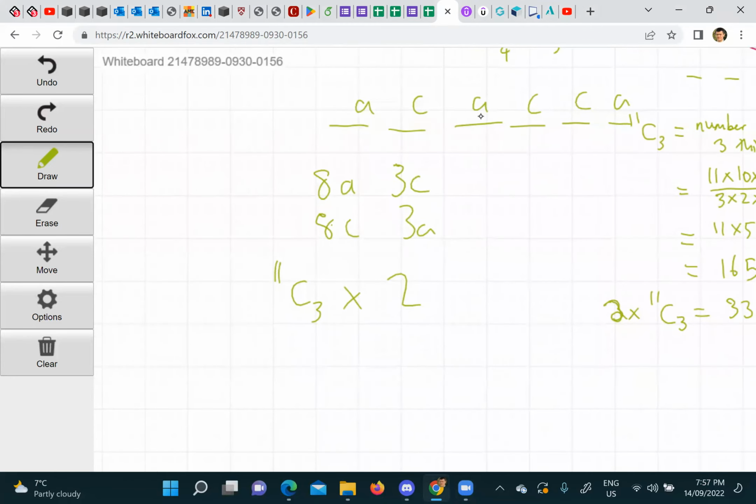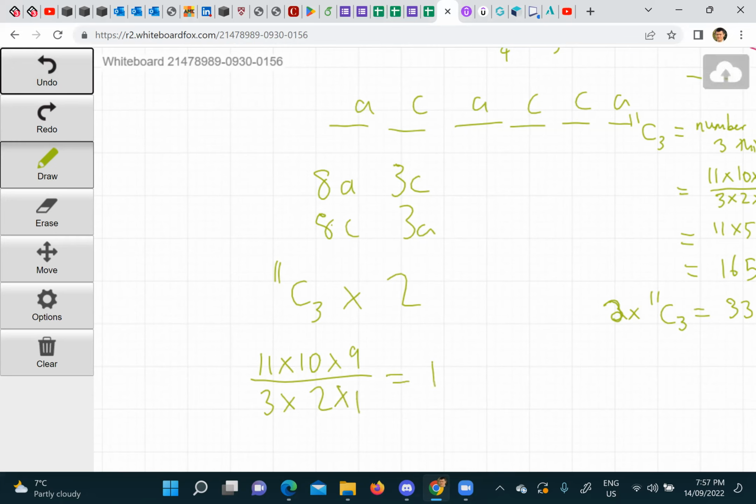Notice 11 choose 3 is actually the same as 11 choose 8, right? It's the same to choose 3 and the same to leave out 3. Choosing 8 is the same as leaving out 3. So 11 choose 3 is you just go from 11 down 3 places to 9, and you divide it by 3 going all the way down. Okay, and then this is equal to 165, as we said. And if you times it by 2, it's equal to 330.